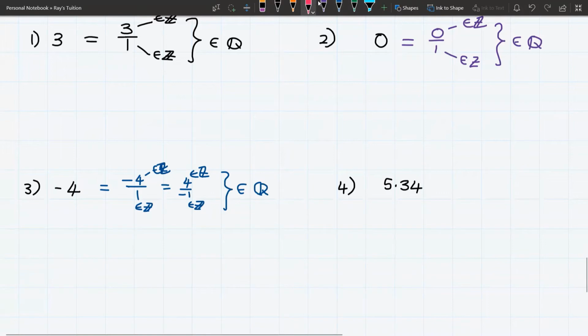5,34. Okay, so this is a decimal. We could write it as an improper fraction as 534 over 100. And that's completely fine. 534 is an integer. 100 is an integer, which means the whole thing is a rational number.